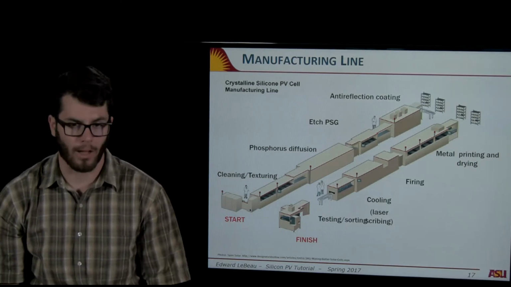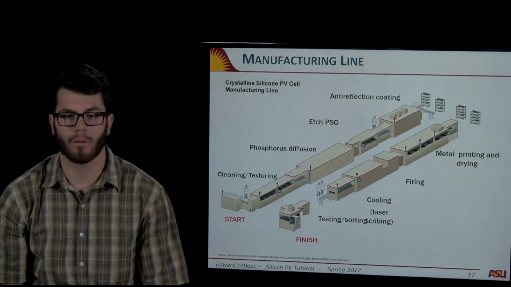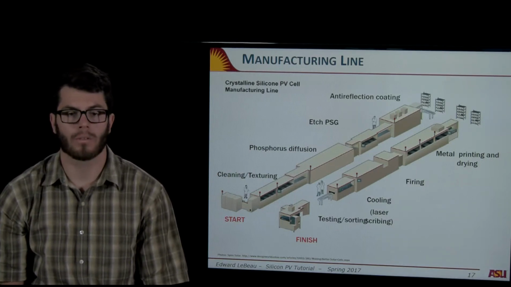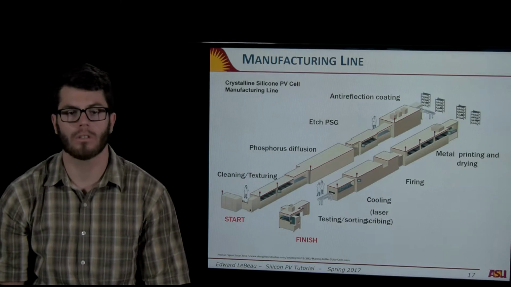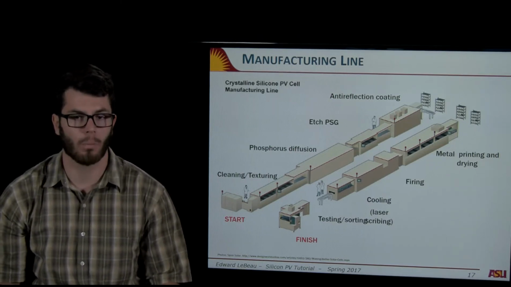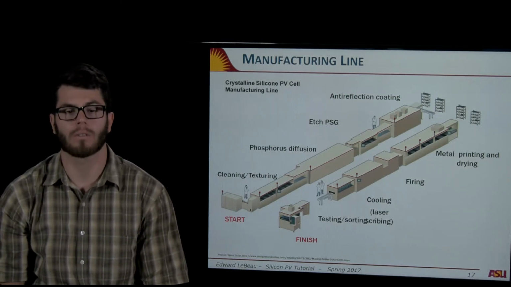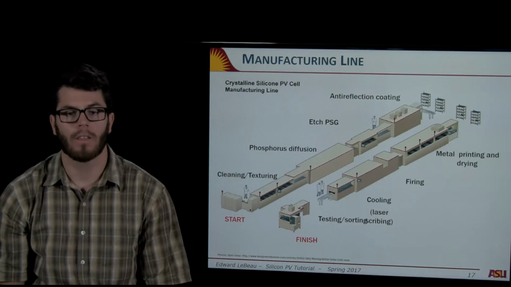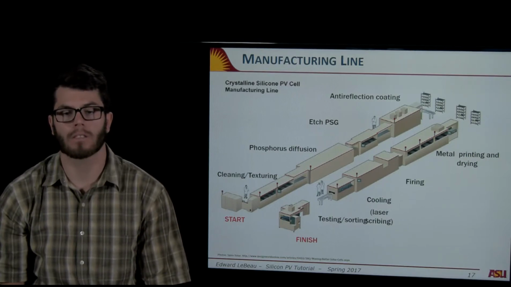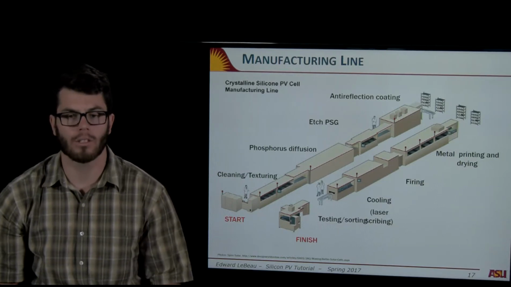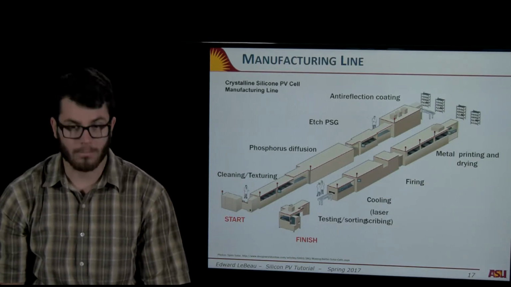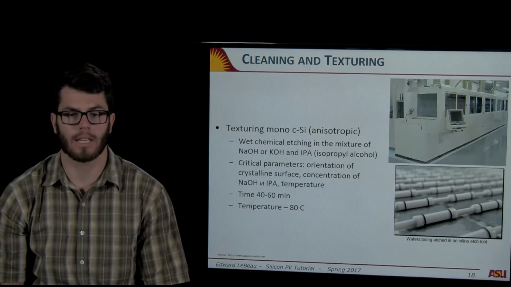So now that you have wafers, that's what comes out after you cut them, now you can run them through your manufacturing line. This is a typical manufacturing line you're seeing here. So first things first is more cleaning and texturing. Then you diffuse phosphorus into it, right? That's our doping. Then you etch off a phosphosilicate glass, which we'll talk about. Then you deposit your anti-reflective coating. You print on your metal contacts. You fire it. You cool it, and then you characterize it at the end. So first things first, cleaning and texturing.